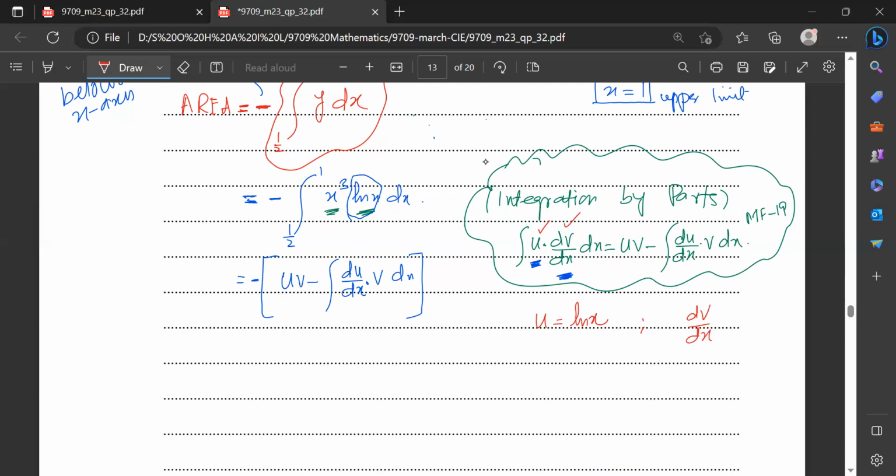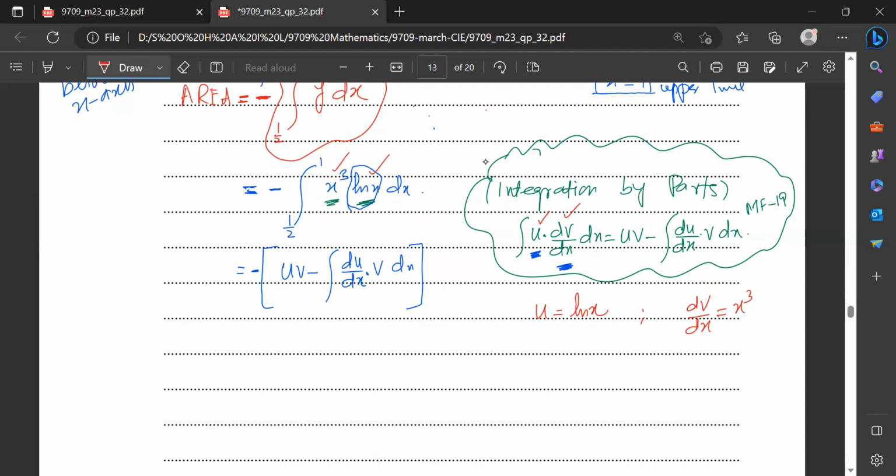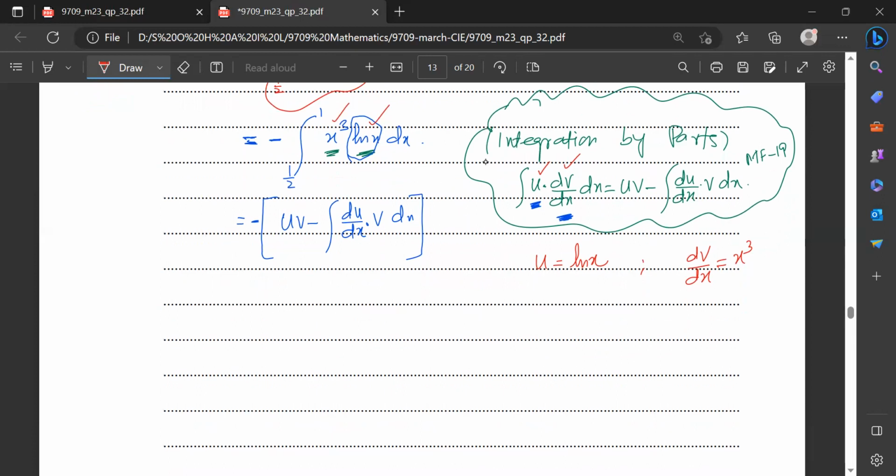And the other, dv by dx, is, so this is a very important step for integration by parts, the other function x cube. So one function we have taken as u, the other function, which is x cube, I'm taking as dv by dx. The function which you have taken as u must be differentiated. So differentiating this will give du by dx equals 1 over x.